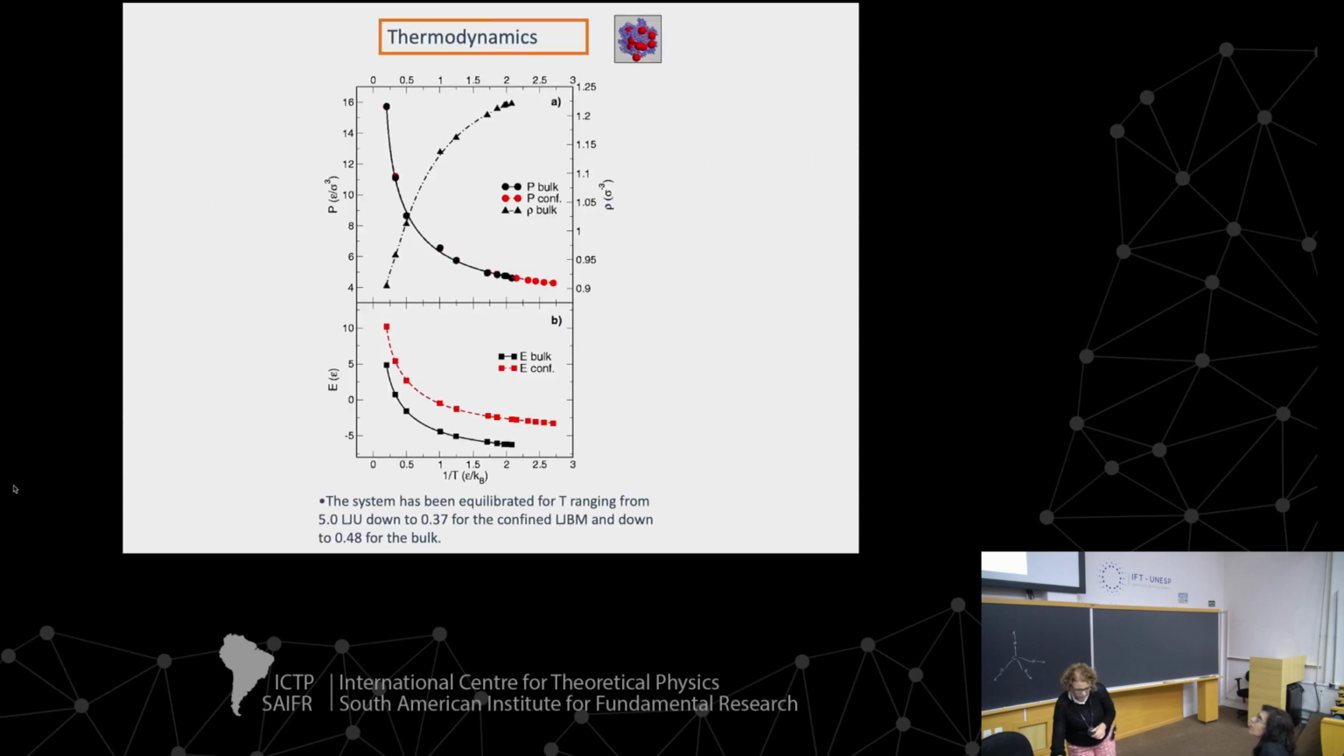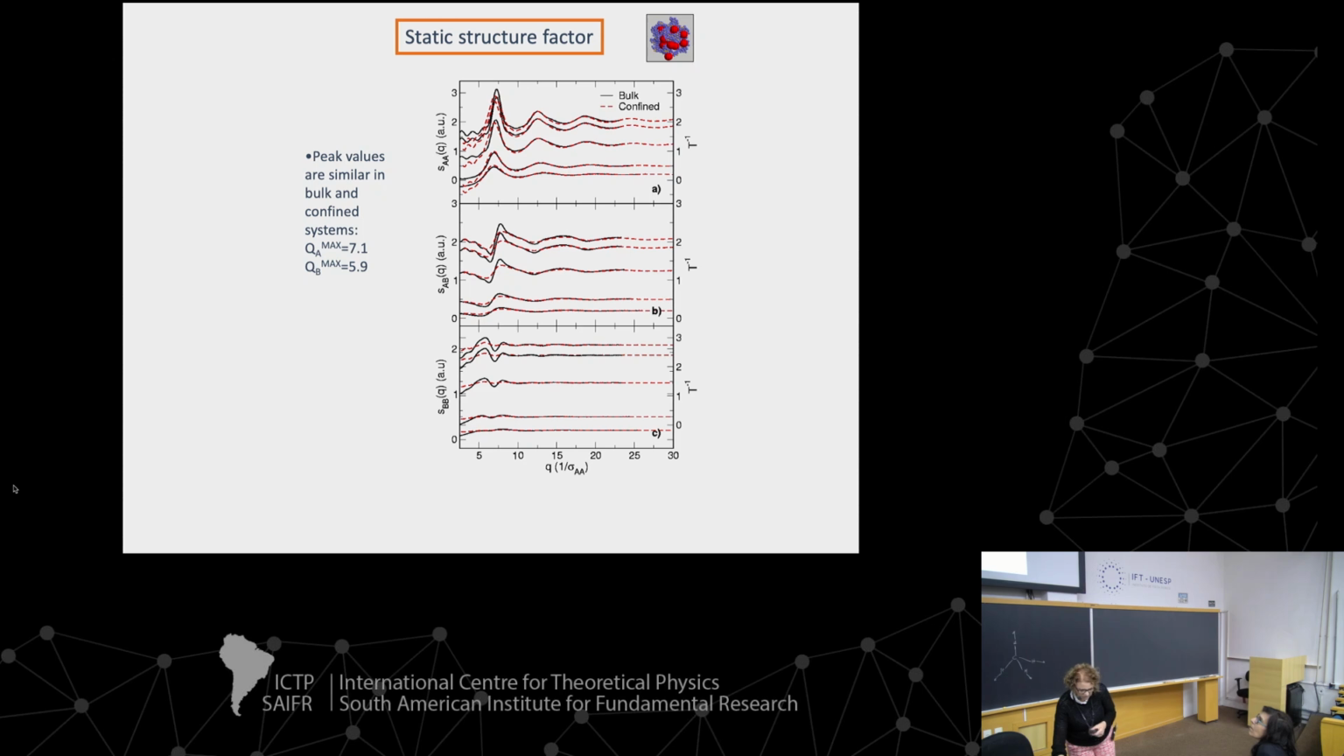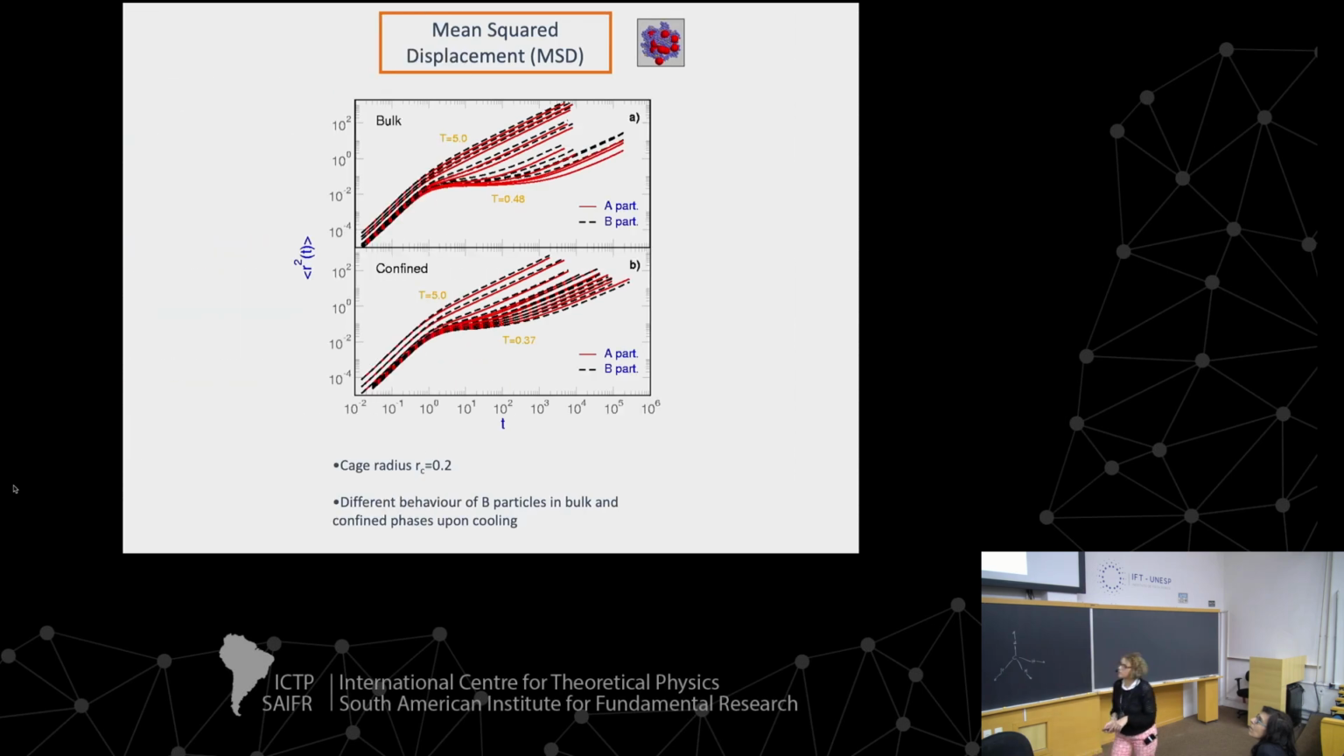This is thermodynamics, it's not interesting. This is the radial distribution function that we calculated for the bulk and in confinement. But let me go, this is the static structure factor. Let me go to the R square. So you see the bulk on the top, the confined at the bottom.